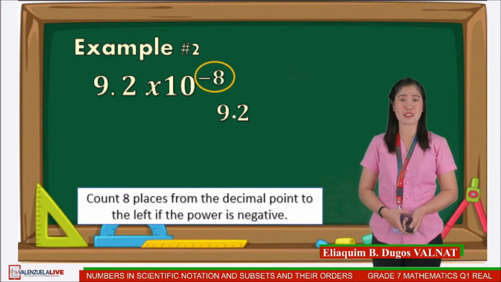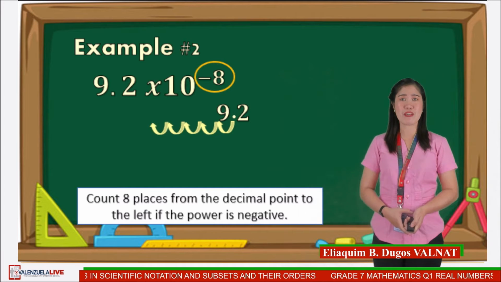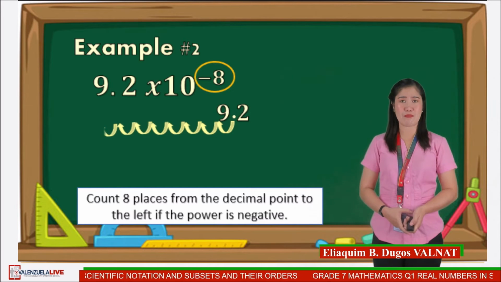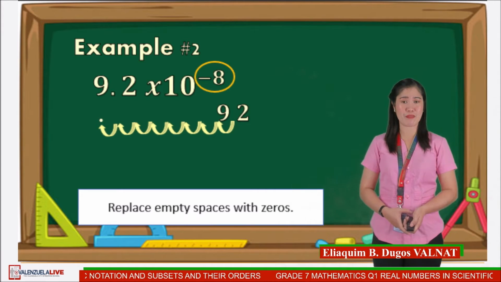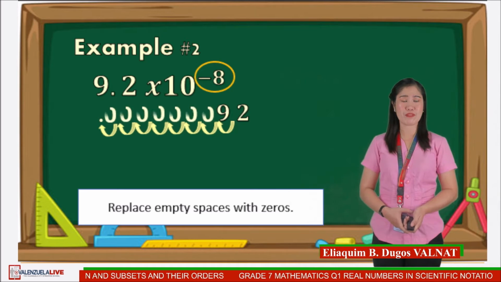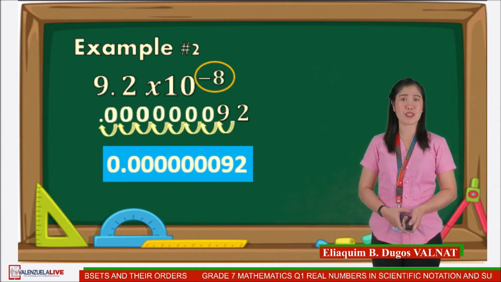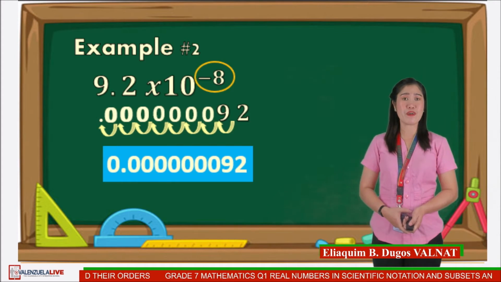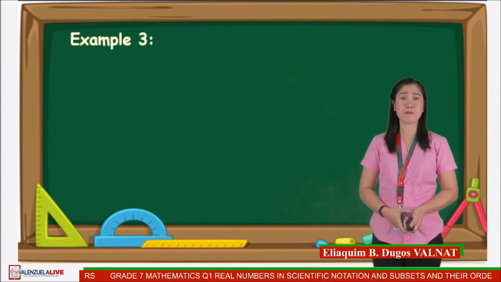Count the number of the movement of the decimal point. 1, 2, 3, 4, 5, 6, 7, and 8. Last is replace empty spaces with zeros. And 9.2 times 10 raised to negative 8 in decimal or standard notation is 0.000000092, or 92 billionths.